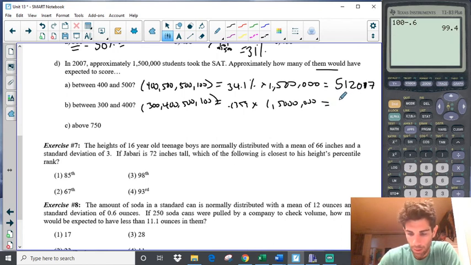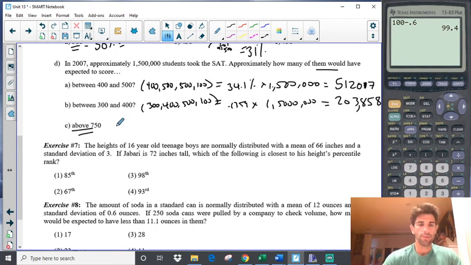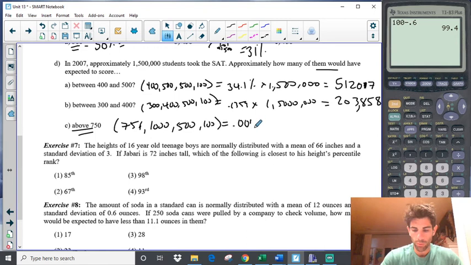And you're going to get 203,858 people. And then again, last one, above 750. So if you're above 750, you're going to use 751. You're going to be going up to infinity. 500, 100. That's 0.0060. Okay, these are really smart people. And there were only 9,055 of them.